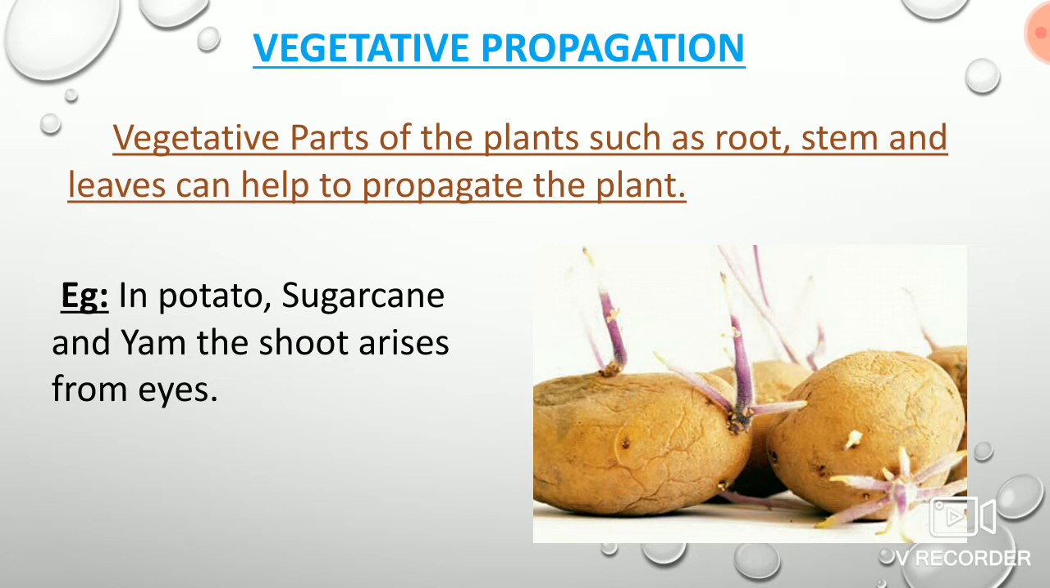First type, vegetative propagation. Vegetative parts of plants such as root, stem and leaves can help to propagate the plant. For example, in potato, sugarcane and yam, the shoot arises from the eyes.